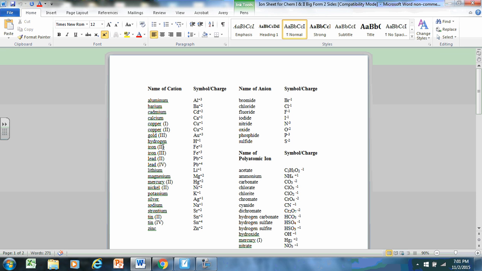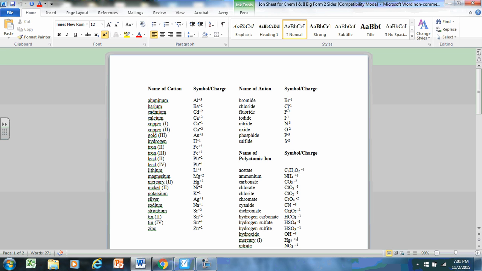And so iron sometimes has a +2 charge, sometimes has a +3 charge. Lead has a +2 charge or a +4 charge. So moral of the story is, if there is a Roman numeral on this sheet, it needs a Roman numeral, and if there's not a Roman numeral on this sheet, it doesn't. Sodium is always, always, always +1, never any other charge, and so you don't need a Roman numeral to tell us what the charge is.